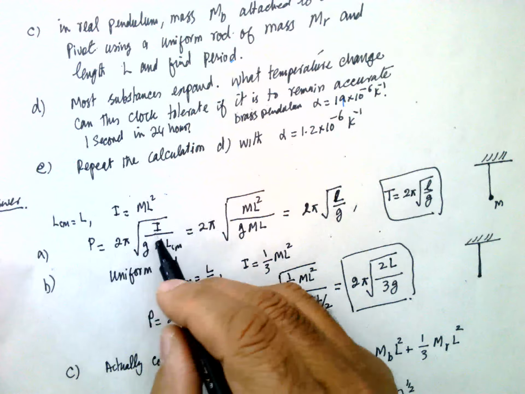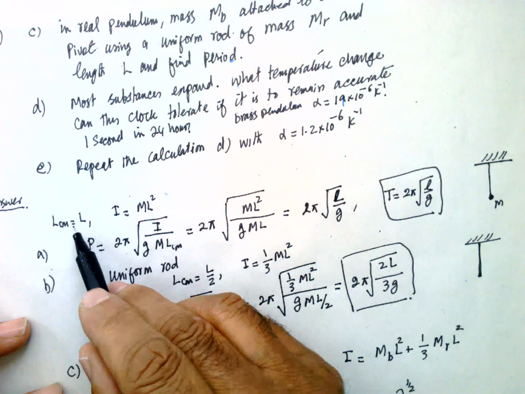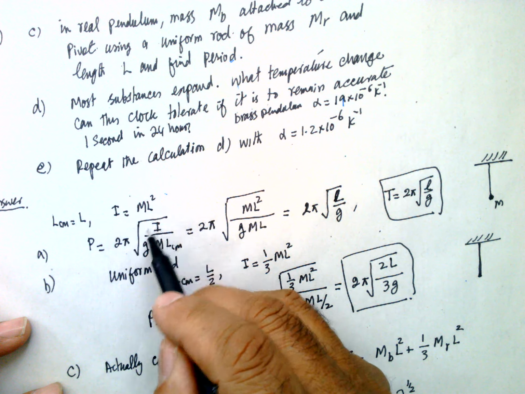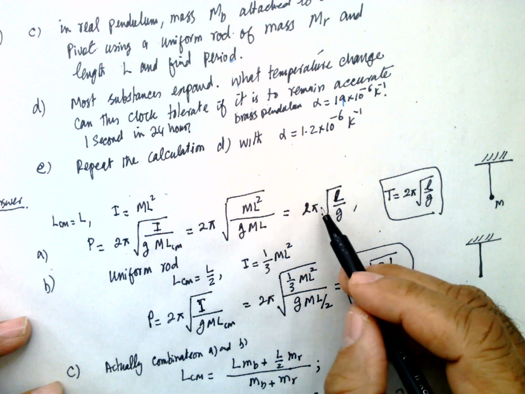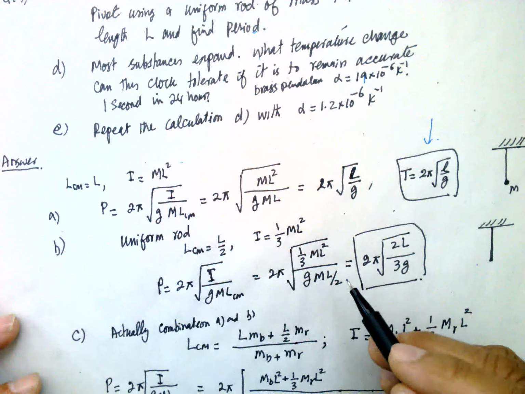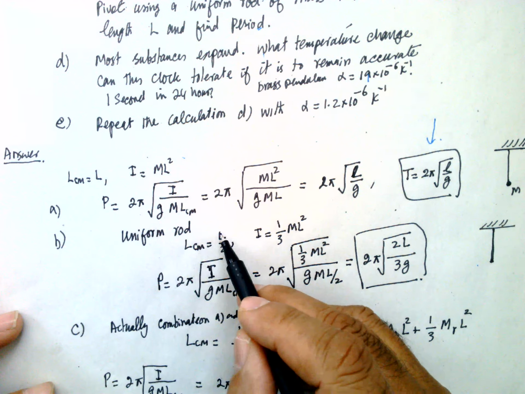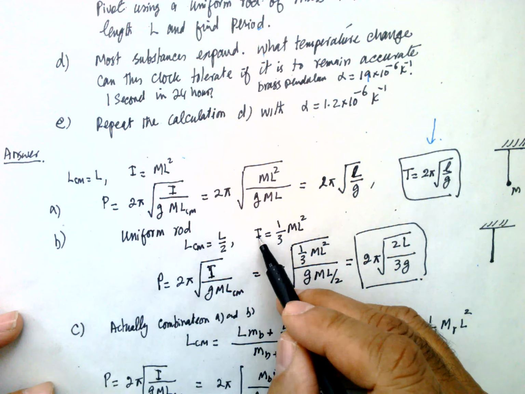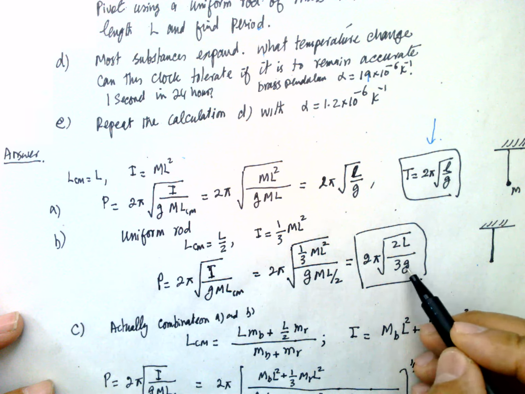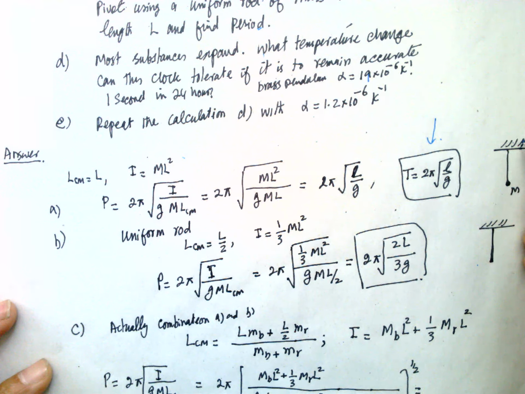So for the first part, L_CM is equal to L, and I is equal to M L squared. If you substitute the values, this will give you 2 pi times the square root of L over g, which is a simple pendulum. For a uniform rod, L_CM is L by 2, and I is equal to one third M L squared. If we substitute these values, we get 2 pi times the square root of 2L over 3g, where L is the length and M is the mass.